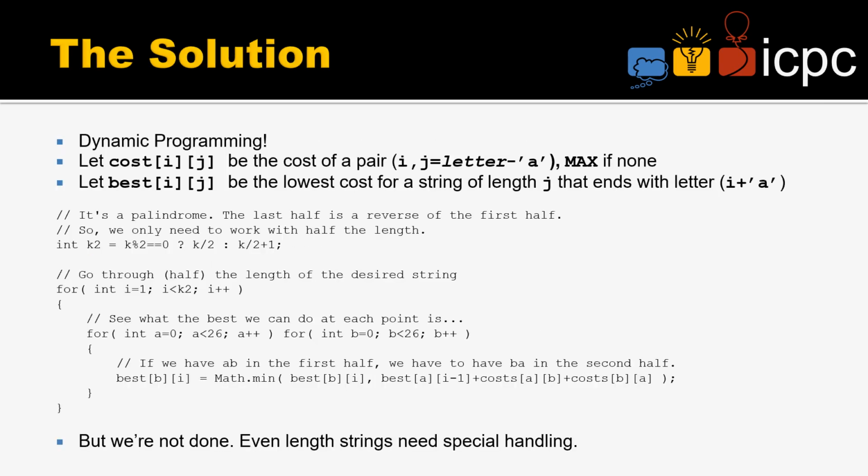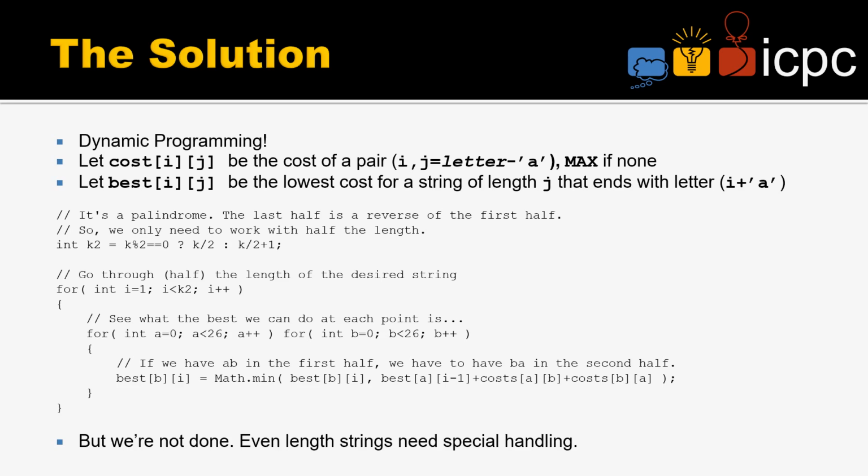So the solution is dynamic programming. You might have come up with an easier solution where you simply found the cheapest rune pair with its dual and repeated that over and over, but that will only work for odd length strings. Even length strings are special, and we'll talk about that in a minute.